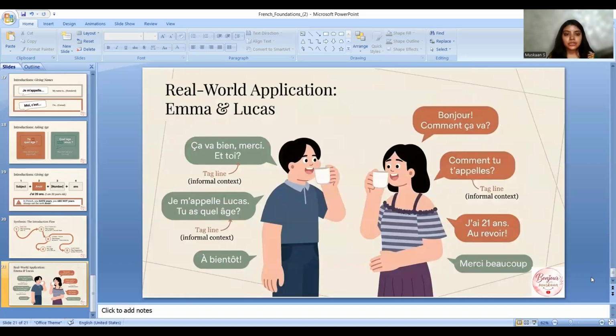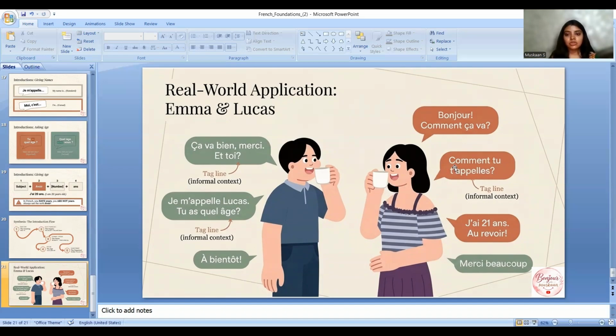Now real world application. Let's see the conversation between Emma and Lucas. First of all, Emma is saying bonjour, comment ça va? And he is saying ça va bien, merci, et toi? And toi is the informal way of saying and you. Like I'm fine, I'm good, thank you, and you. Et toi means and you. And then she will be saying again the same, ça va bien.